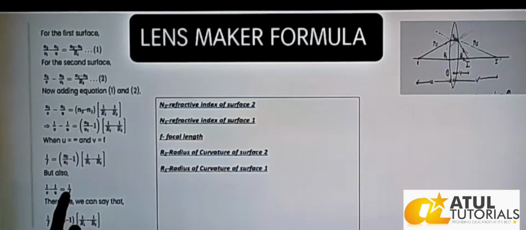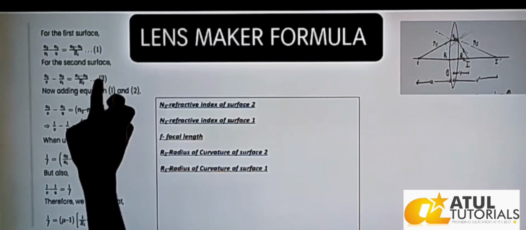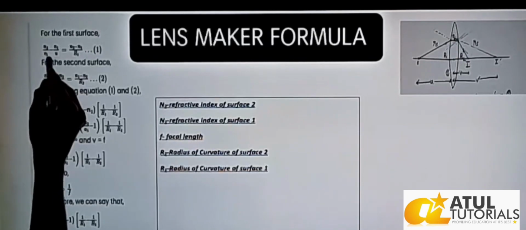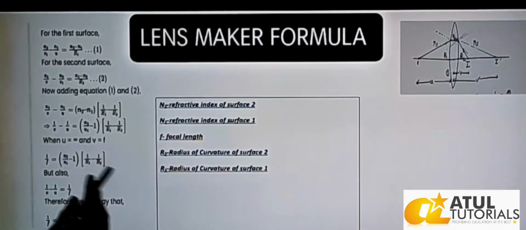We know that the lens formula is 1 by F is equal to 1 by V minus 1 by U. From this we have the derived formulas for surface 1 and surface 2 respectively. Let's see for surface 1: N2 upon V1 minus N1 upon U is equal to N2 minus N1 upon R1. For the second surface: N1 upon V minus N2 upon V1 is equal to N1 minus N2 upon R2.